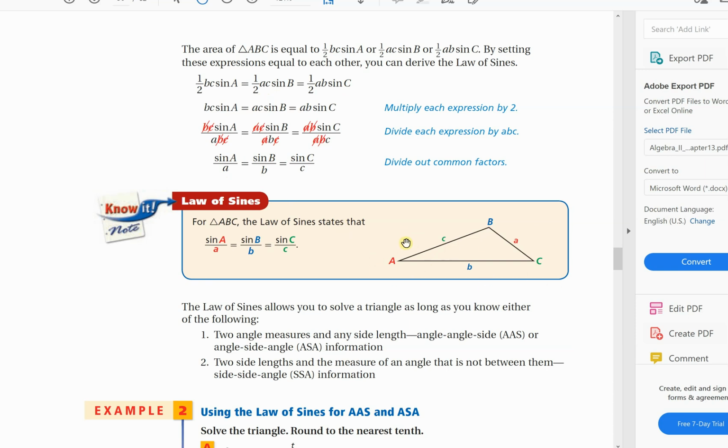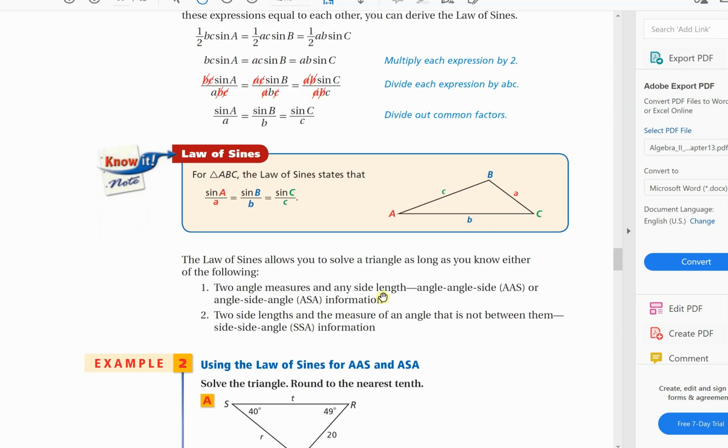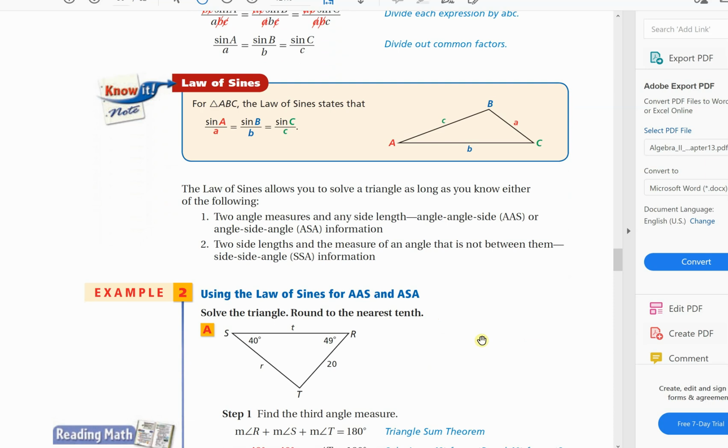It's great. So as long as you have an angle on the opposite side, what we do is solve a triangle by finding these missing values. You can use the law of sines. Law of sines is used as long as you have two angles and a side, angle side angle, or angle angle side. It'll also work if you have two sides and an angle that's not between them. So side side angle, which we don't normally use with trig, but you can use it with the law of sines.